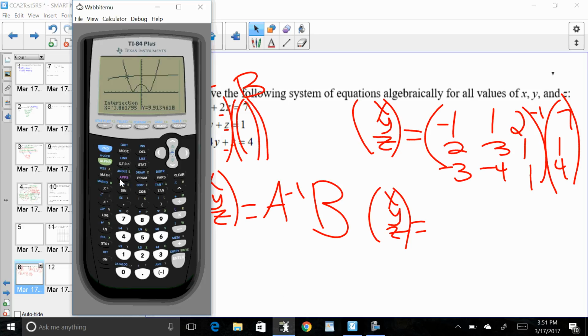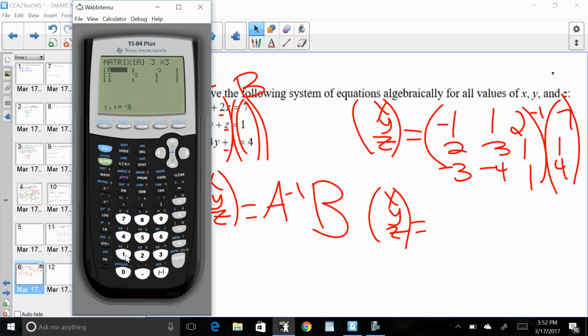Here's what you do. Everything is in matrix. So matrix is right here. Second matrix. I'm going to go to edit. Enter. Do I have this one in here already, or is this a different one? 3 by 3. Nope, this is a different one. So it's going to be 3 by 3.